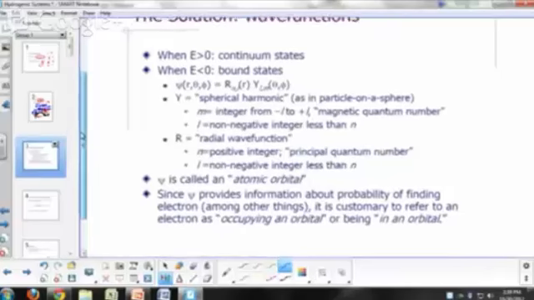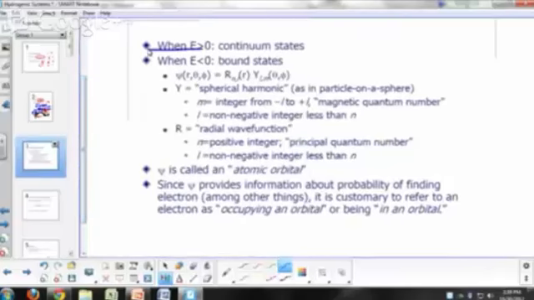When E is greater than 0, we're dealing with continuum states. And so there's no quantization of energy there. Any amount of energy is allowed. When energy is less than 0, what you'll find if you solve the Schrodinger equation is bound states. Okay? Bound states, and you have quantization of energy.